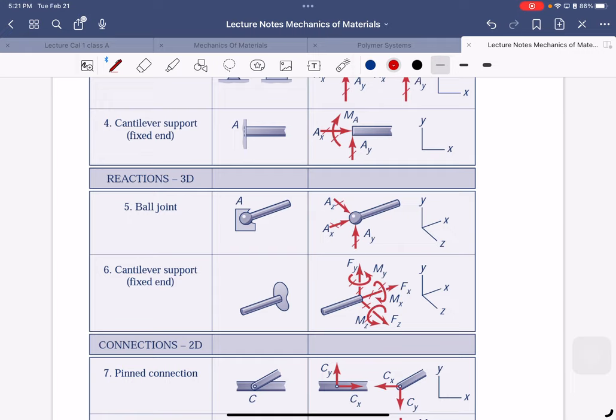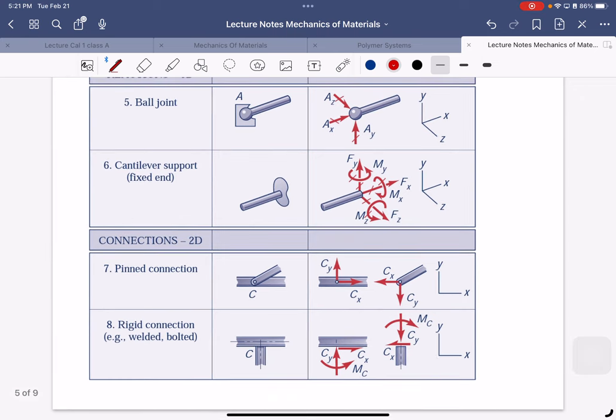The next one is the connections. And the same, there are only two connections here: the pin connection and the rigid connection. Pin means that you can freely rotate through this pin. Imagine you put in some nails and then you can rotate. And the rigid connection means that it's like a fixed end. It means you have the moment. So you have the moment.